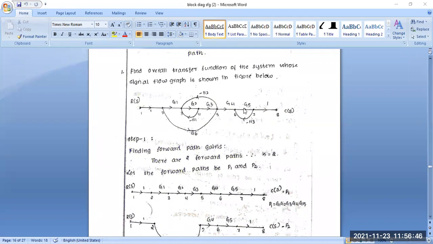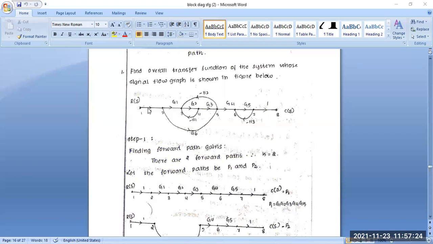Then you can see which different paths are present, that means the forward paths. Starting from here, this way to this way is the first forward path. You have to follow the arrow direction, because the path goes from the starting point towards the ending point. So this is the first forward path.